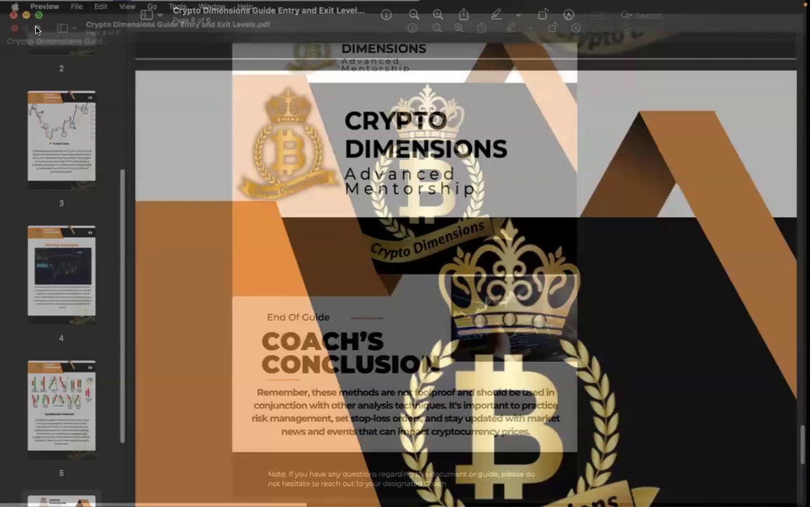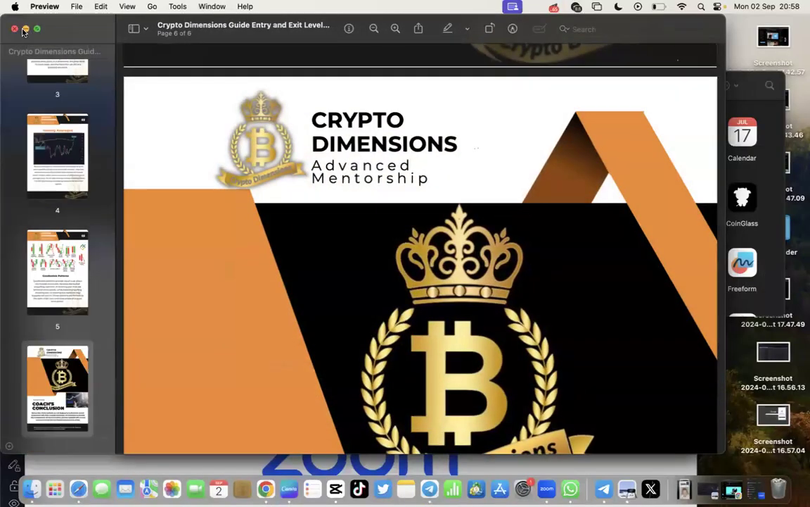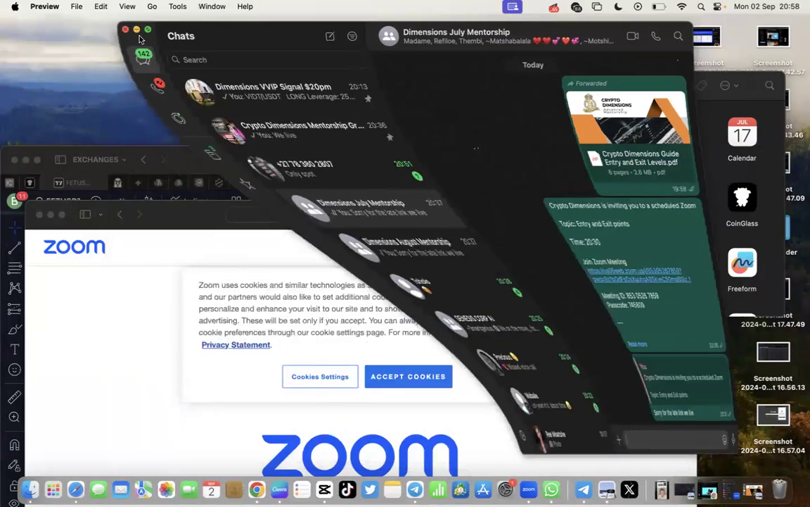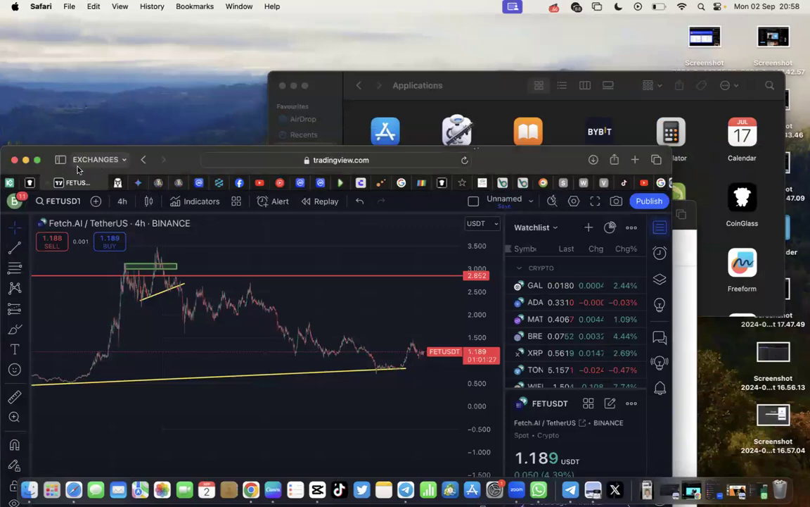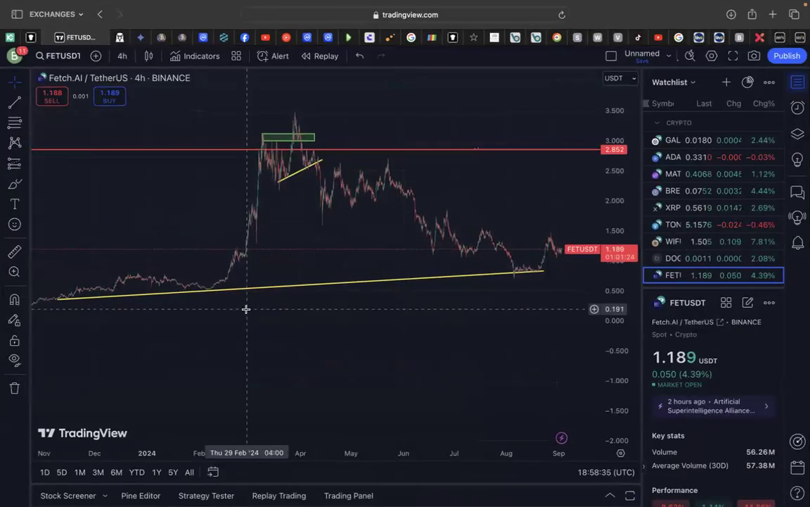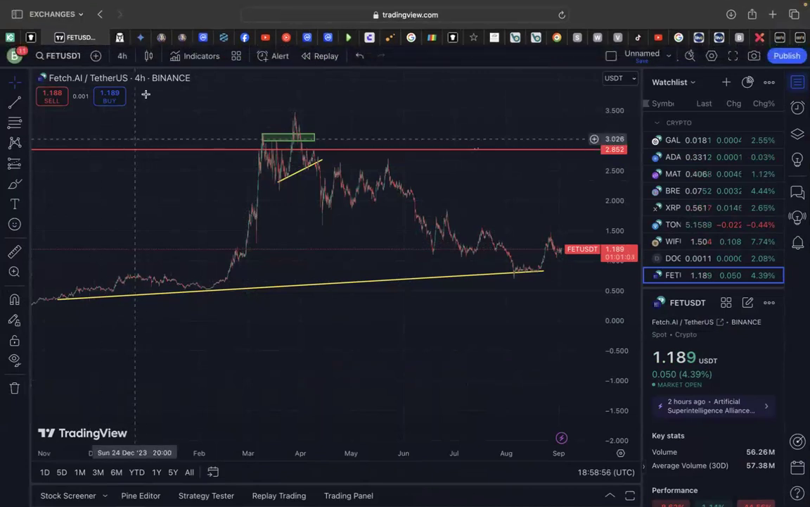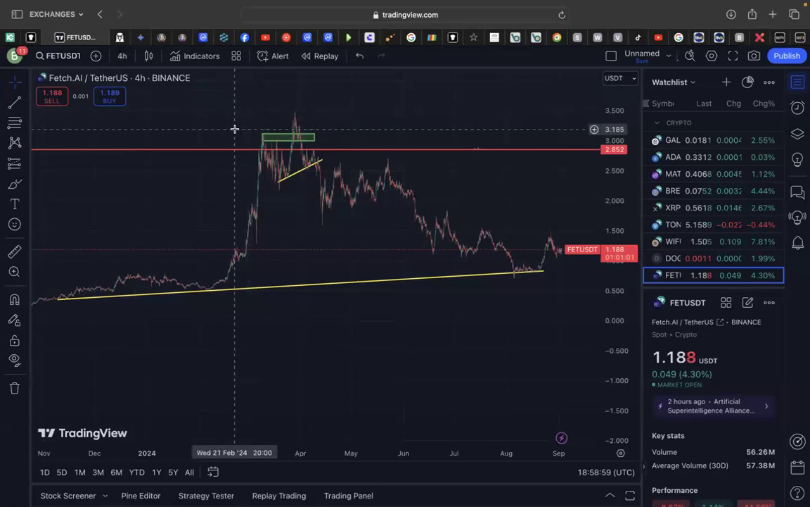So right now, I want us to go to TradingView. I did say we're going to be doing the desktop version of TradingView today. So it's basically TradingView on a chart. This is the desktop version of TradingView. Basically, this is how it's laid out.